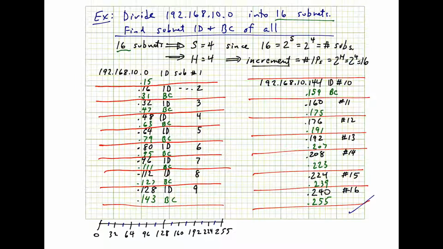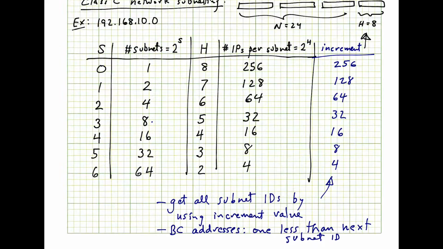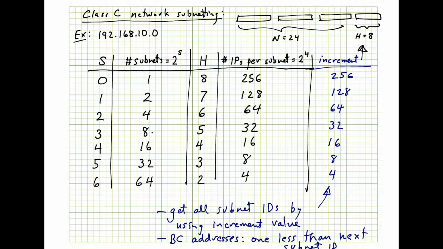And I hope that you can see that we can then take this table and use it to divide a Class C network up into any size we want. We can divide it into 2, 4, 8, 16, 32, or 64 subnets. Obviously, it gets a bit tedious to write all the subnet IDs out of all 64, but you can do it if you count by 4s, which is our increment value.